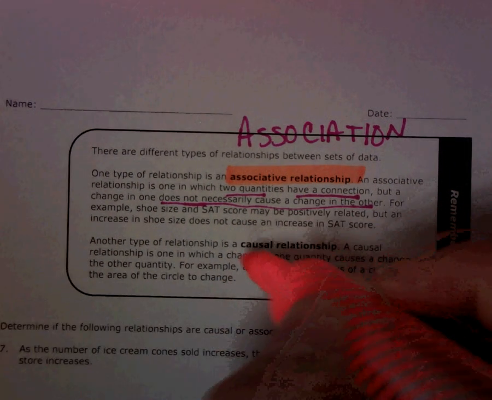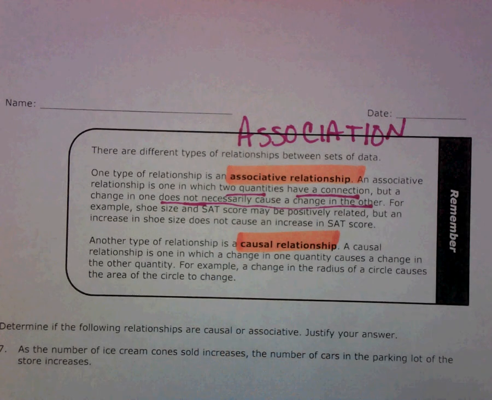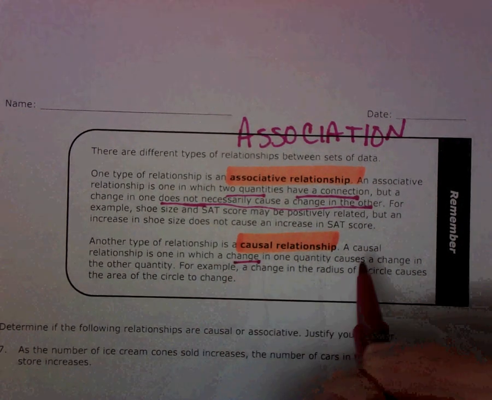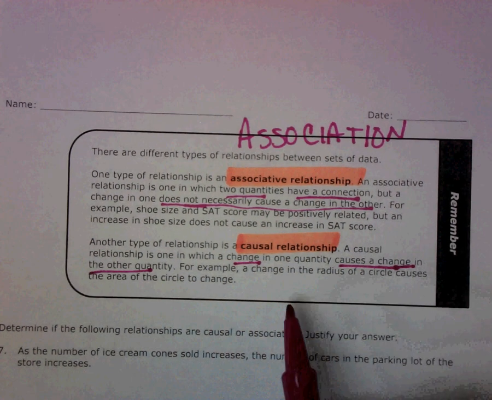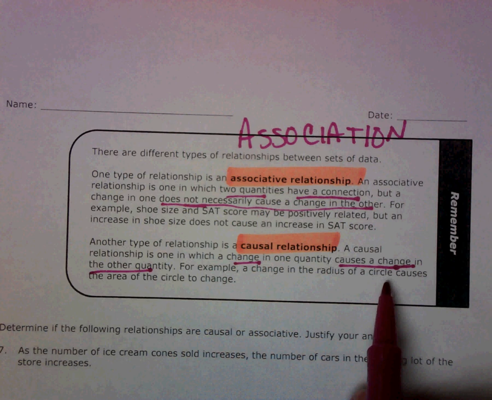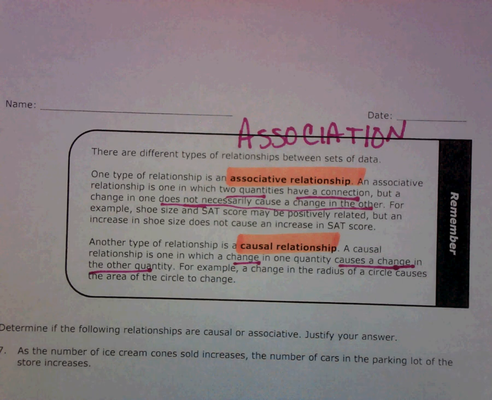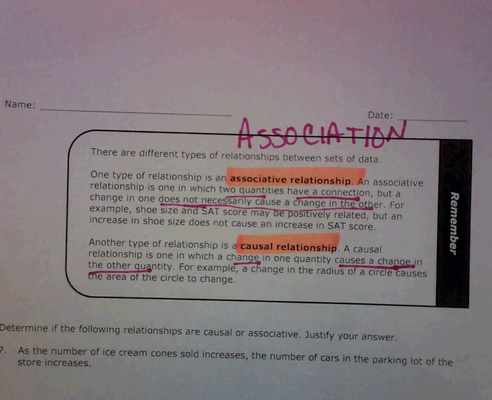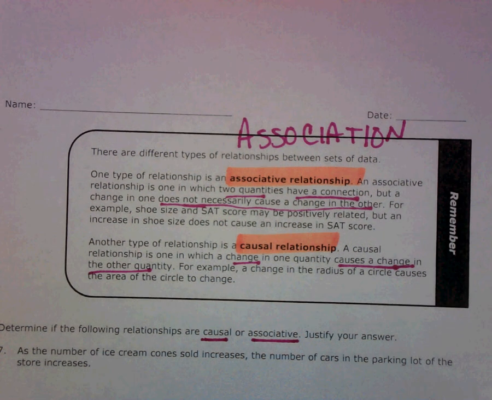Okay, then we also have what's called a causal relationship. A causal relationship is one in which the change in one causes the change in the other. So for example, a change in the radius of a circle causes the area to change. That is true. If the radius gets bigger, then the area of the circle is going to also get bigger. So it does cause one over the other. And so what I want you to do is I want you to look at 7, 8, 9, and 10, and I want you to determine if there's a causal or an association.